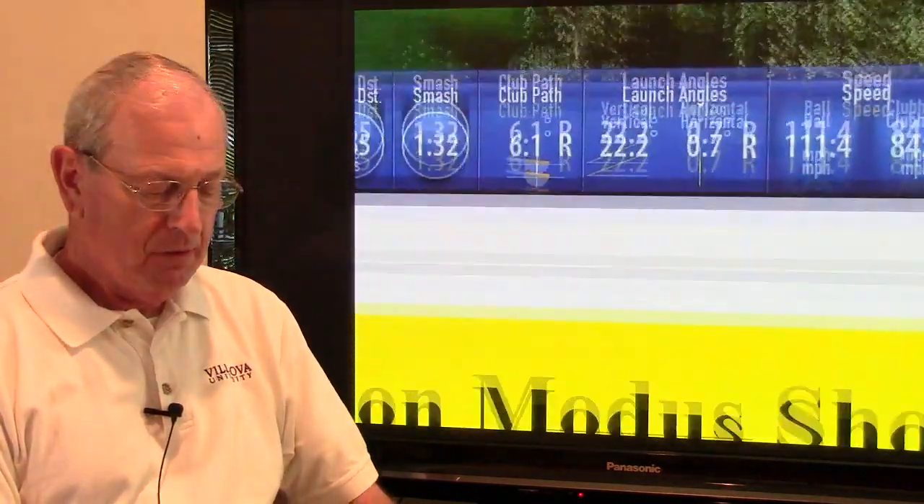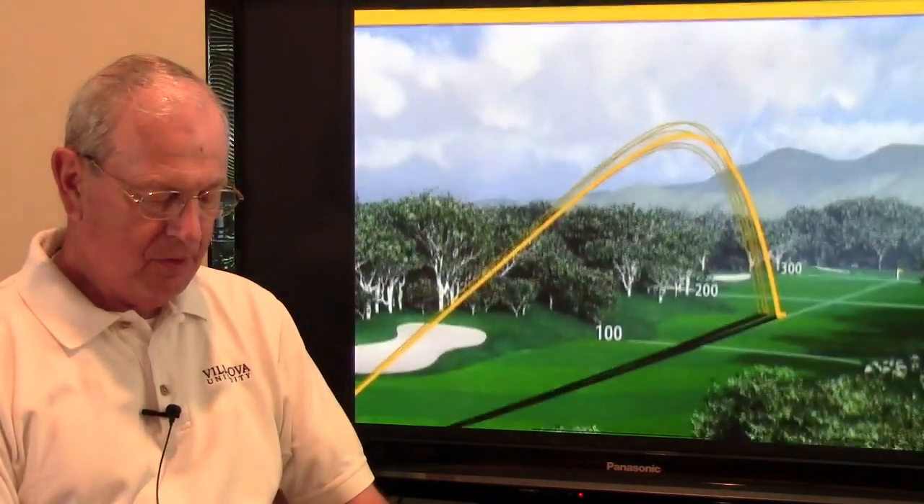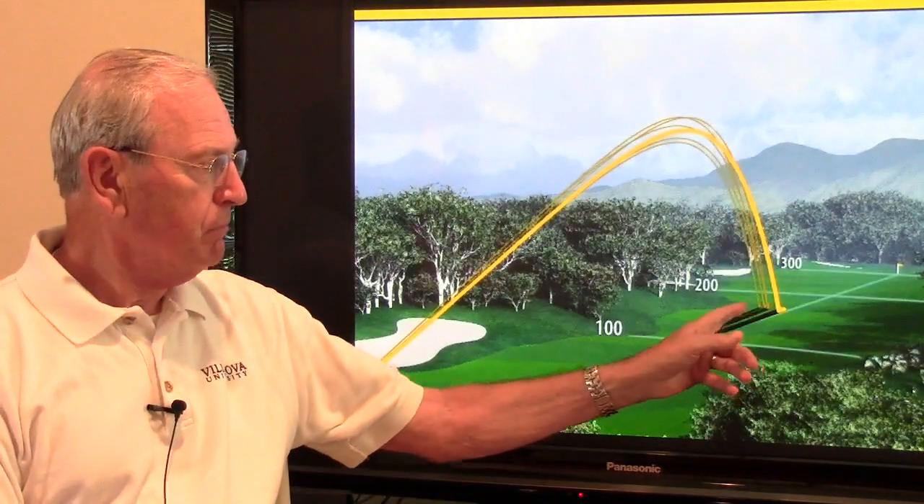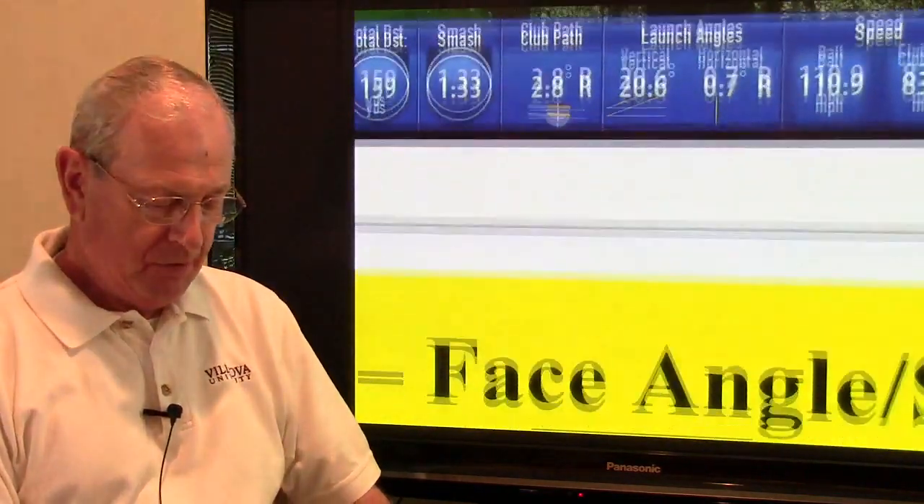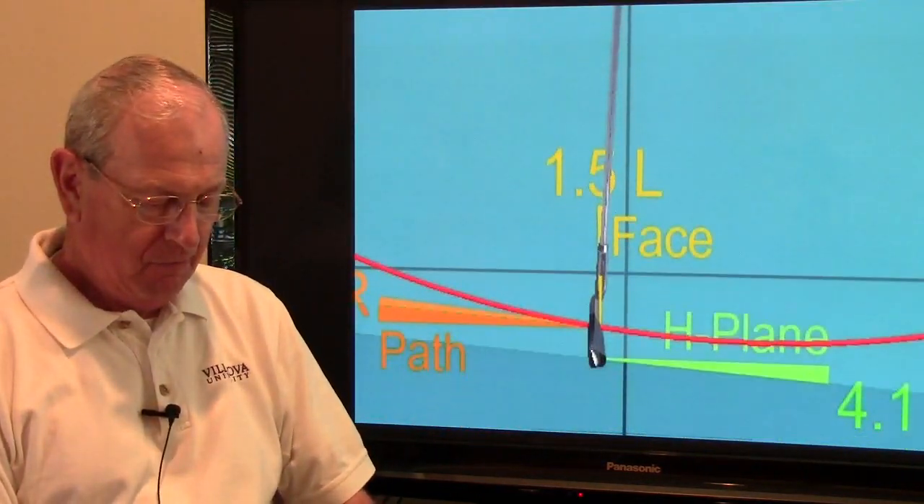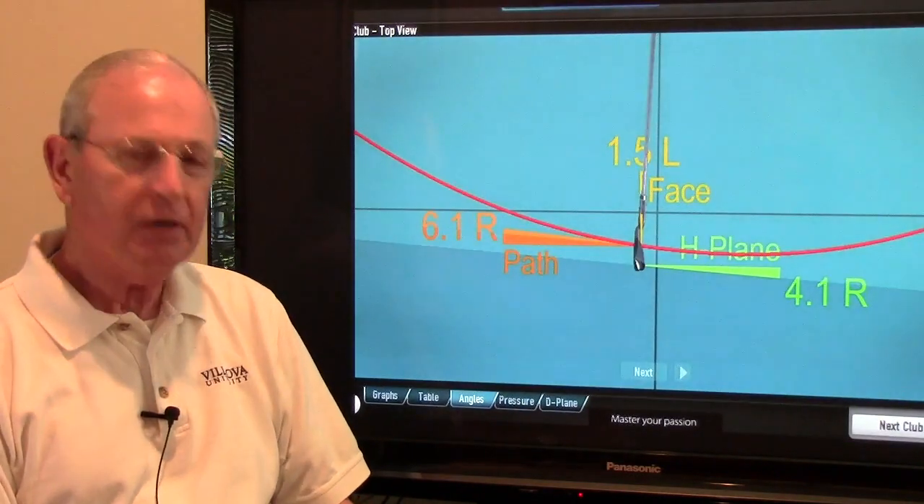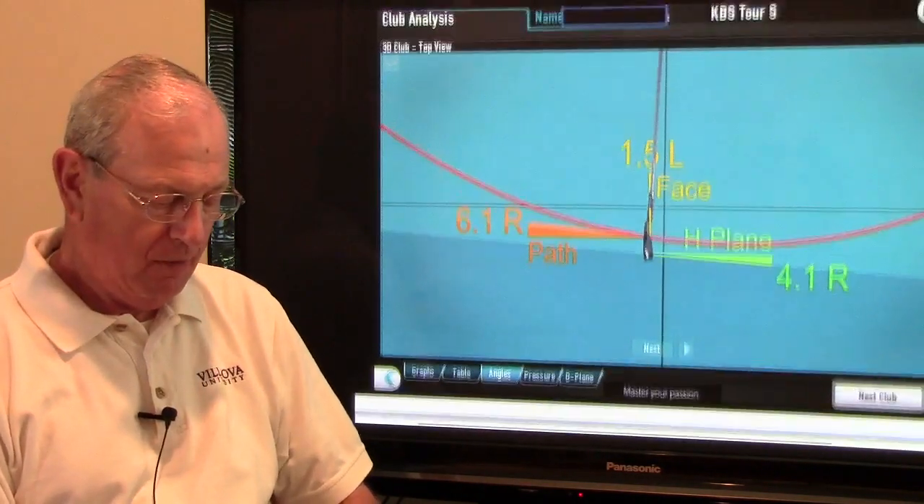The next slide is the Nippon Modus, and you'll notice that we still have the left drift for the same reasons. However, if you look at the drift to the left, it is smaller than what we saw in the KBS Tour. Now, we'll take a look at the face angle and swing path, and herein lies the information of why it went left.